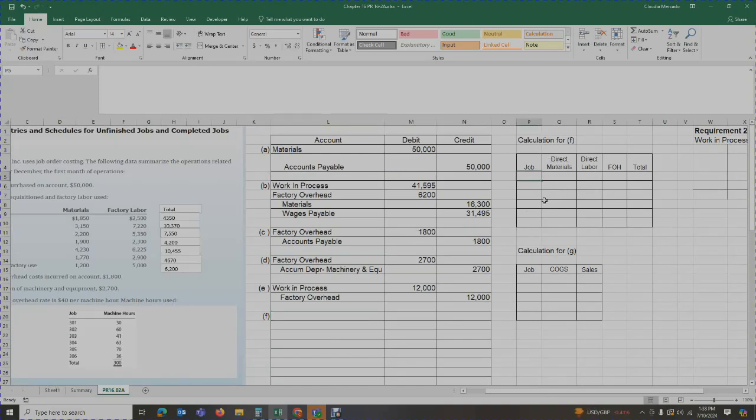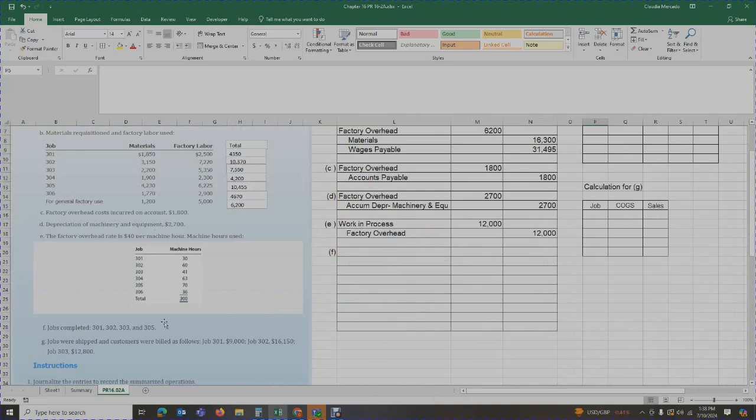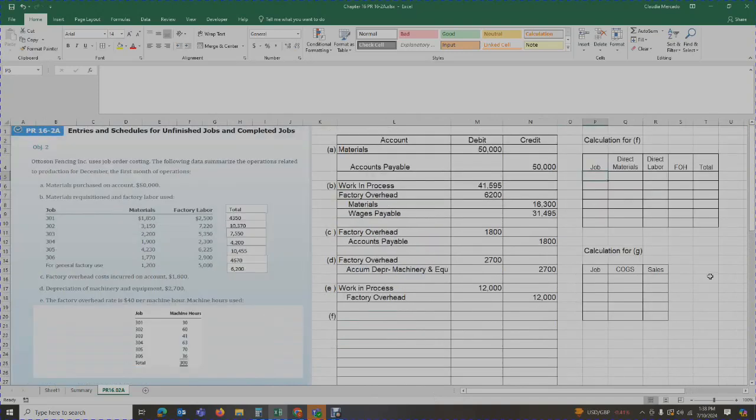So let's read the problem: 301, 302, 303, and 305. These are the completed jobs that we have to calculate, so we can move them because they're done.